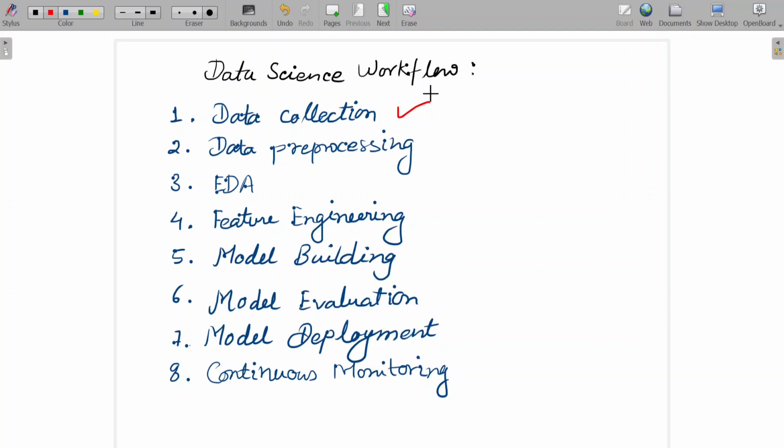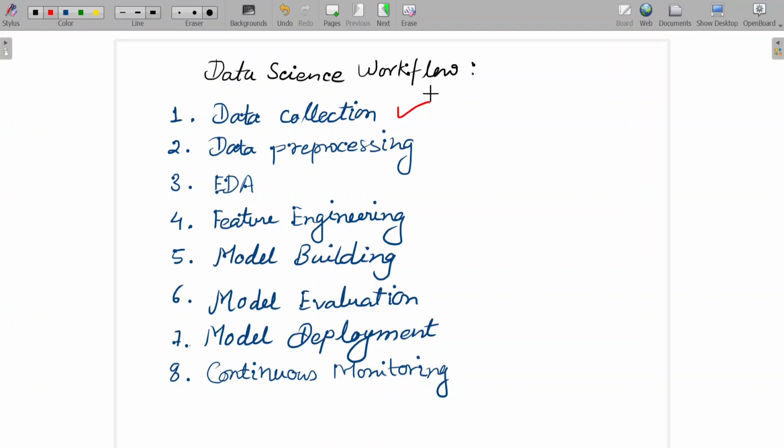Okay, once we have collected data, like any data set, then we can perform data pre-processing, because raw data is often messy and needs to be cleaned, transformed and organized. This step ensures data quality and consistency. Okay, and next is the EDA, or exploratory data analysis.